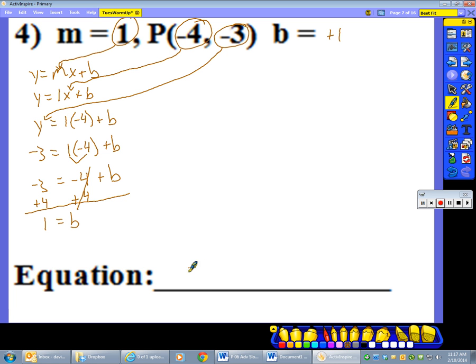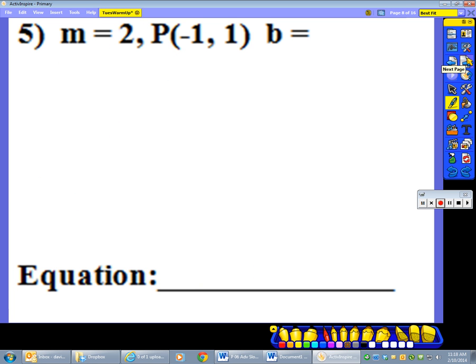And when I write my equation, it's going to be y equals 1x, because 1 is my slope, plus 1. Now, I'd prefer to see you write your answer as y equals x plus 1, because you learned back in 6th grade that if there's nothing written right in front of this variable, there's really a hidden 1. So this is how we would prefer to see it written, even though both are correct.